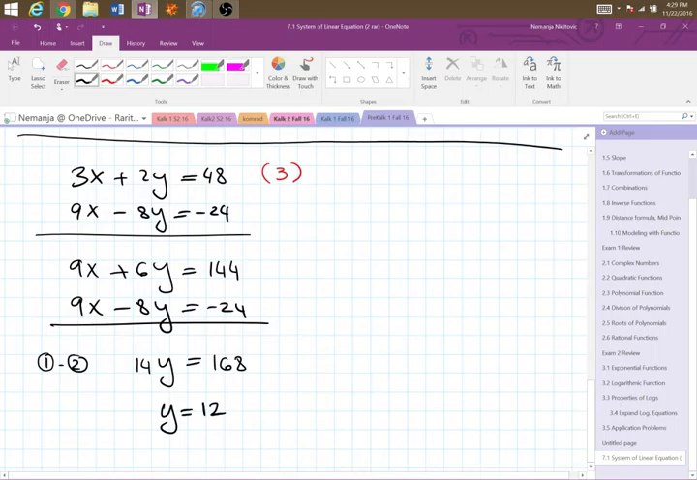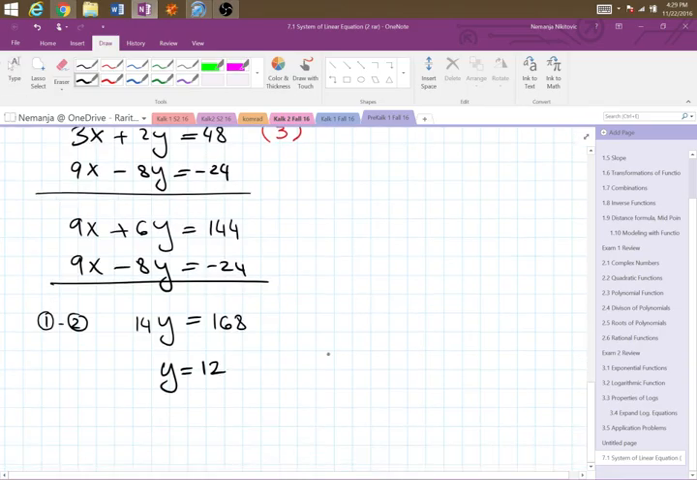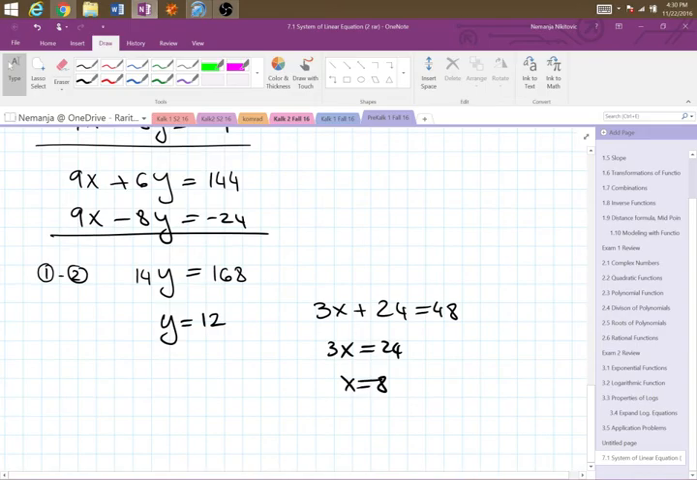Good? And now I am going to plug this y equals 12 into any of the four equations that have both x and y. Now, obviously, you don't want to use the one with 144. You're trying to do as little work as possible, so the first equation should be common sense. So I have 3x plus 2 times 12, which is 24, is equal to 48. 3x is 24. x equals 8. And there it is, solution 8, 12.